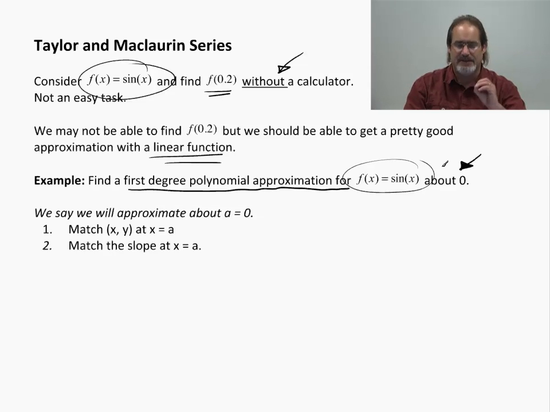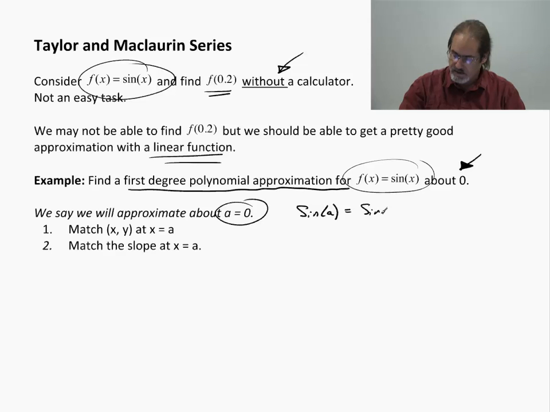Now what it means to be about 0 is I'm going to match x and y at x equals a. So here what I'm saying is that a equals 0. So if a equals 0, what I need to know is what is sine of a. In other words, what is sine of 0? And of course sine of 0 is 0. So what I've done is I've said, hey, a is a particular value of x, and I know what sine of x is going to be at 0.